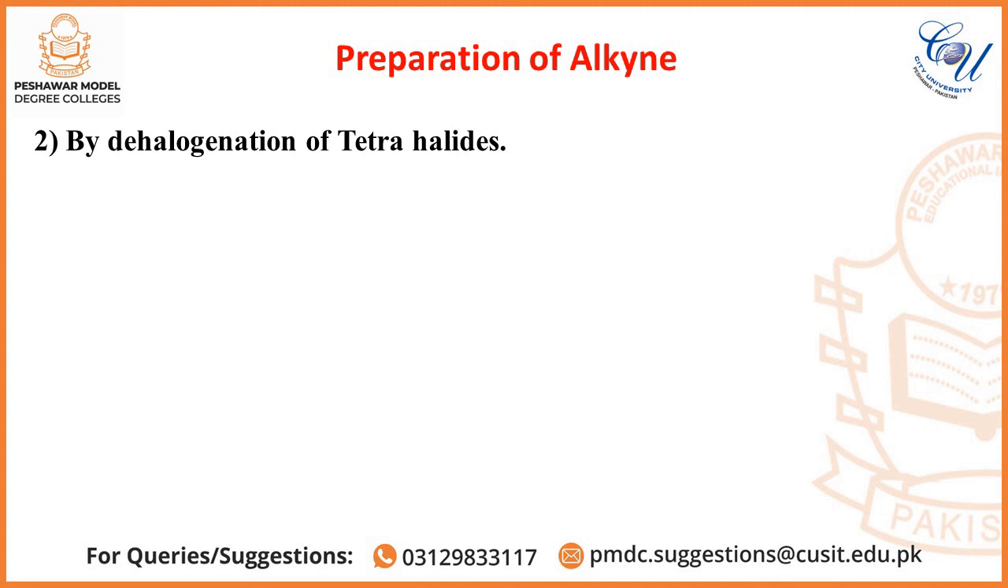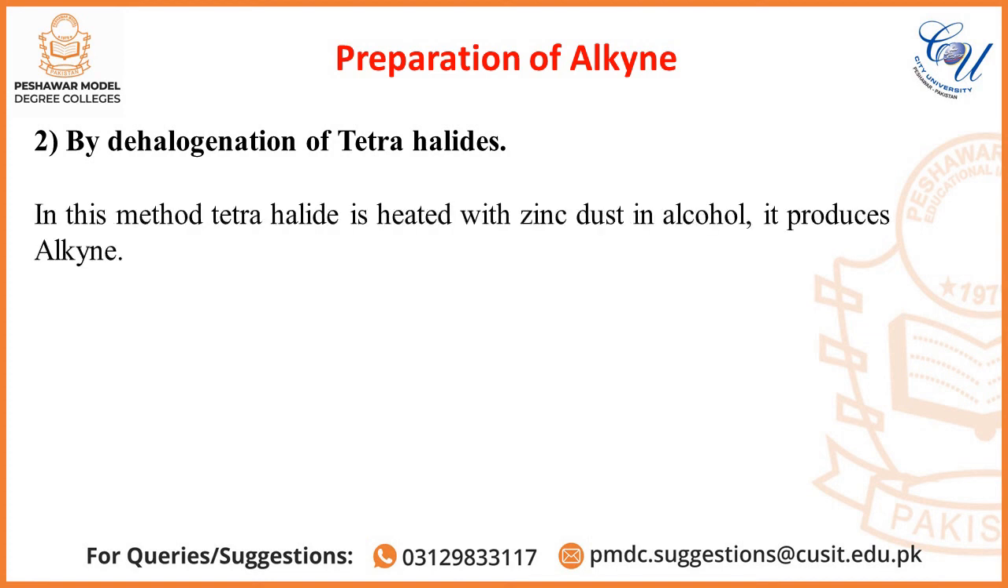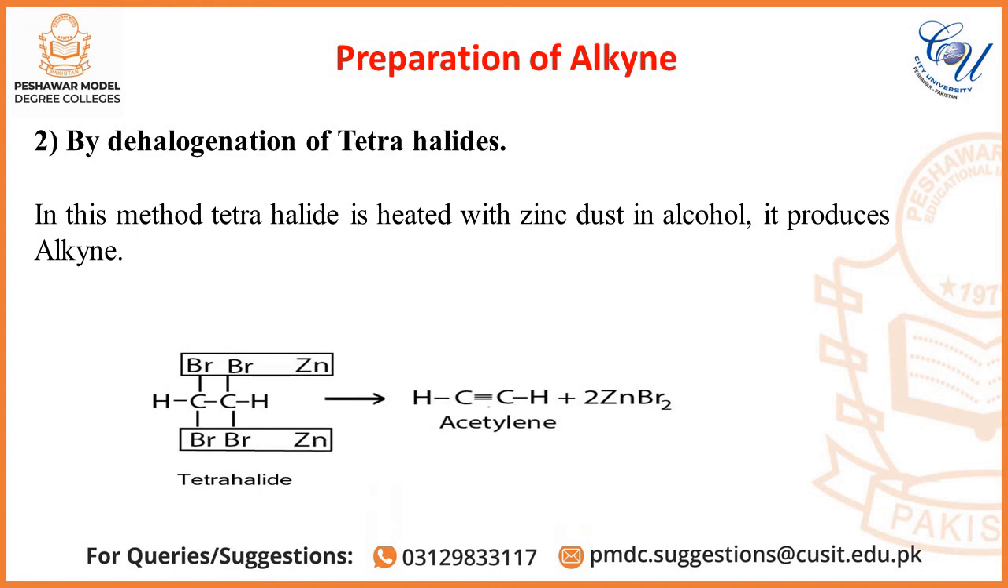The second method is called dehalogenation of tetrahalide. In this method, tetrahalide is heated with zinc dust and alcohol to form alkyne. Here is the mechanism. This is tetrabromoethane. When it is allowed to react with zinc dust, it forms zinc bromide and acetylene molecule.